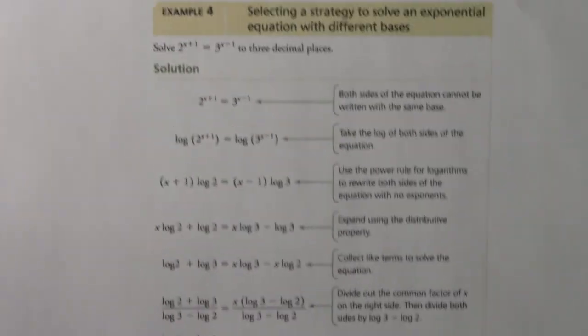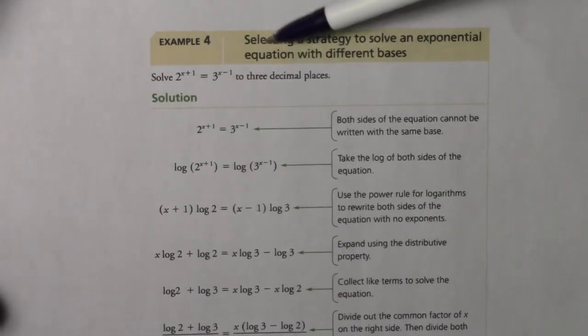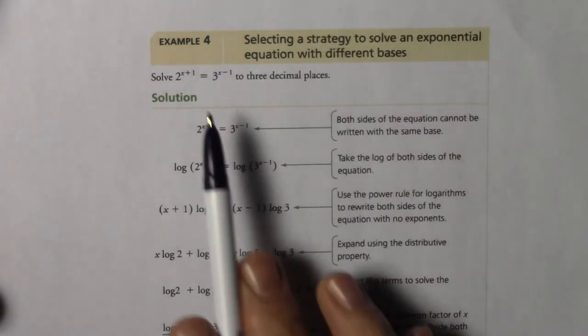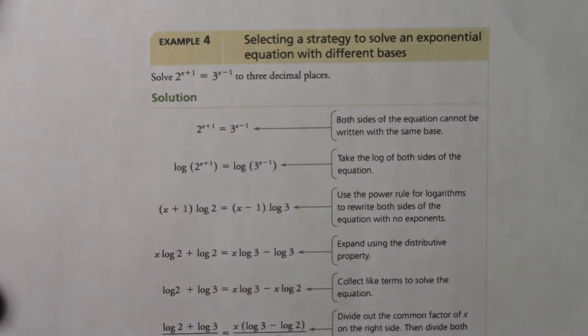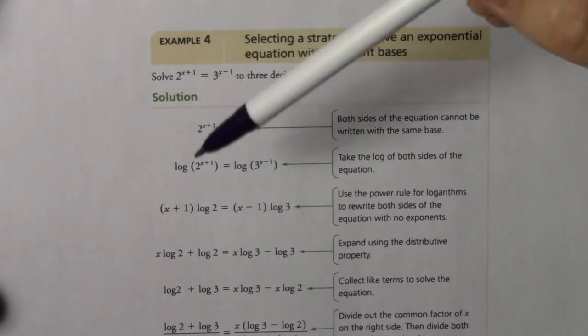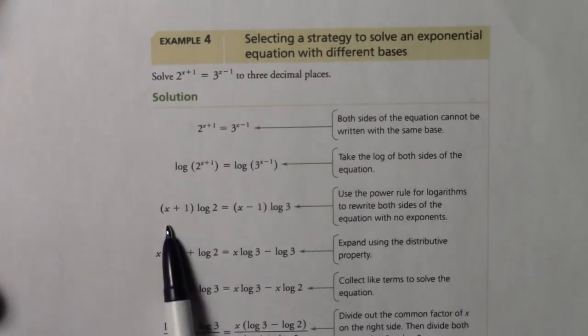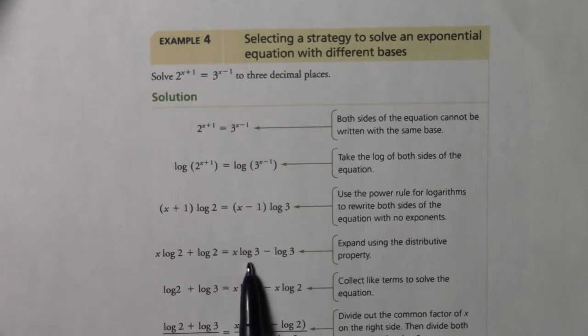Last example. It asks, so we have 2 terms now to 3 decimal places. Because there's only 1 term on either side of the equal sign, we can take the logarithms and drop those exponents down. Remember, we're going to take the logarithms of both sides, so that exponent drops down, and then it's just a simple process of rearranging and solving for x.